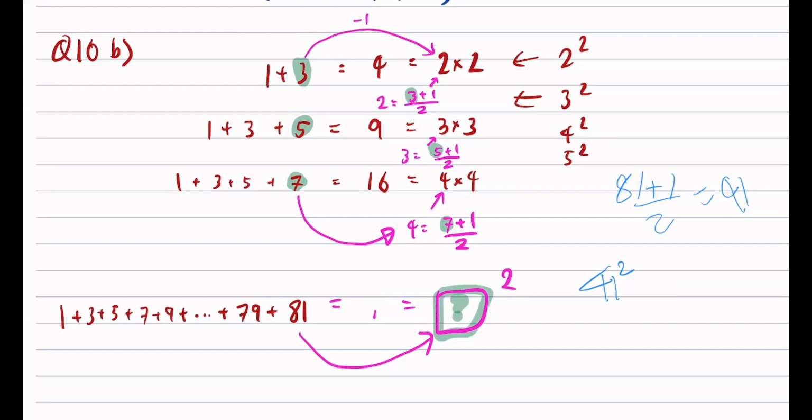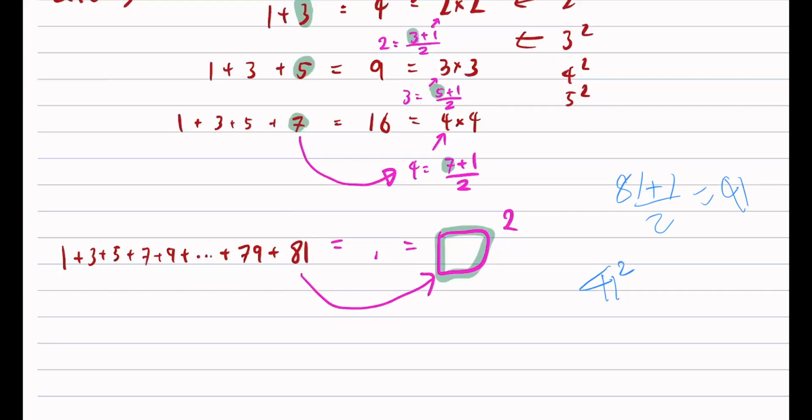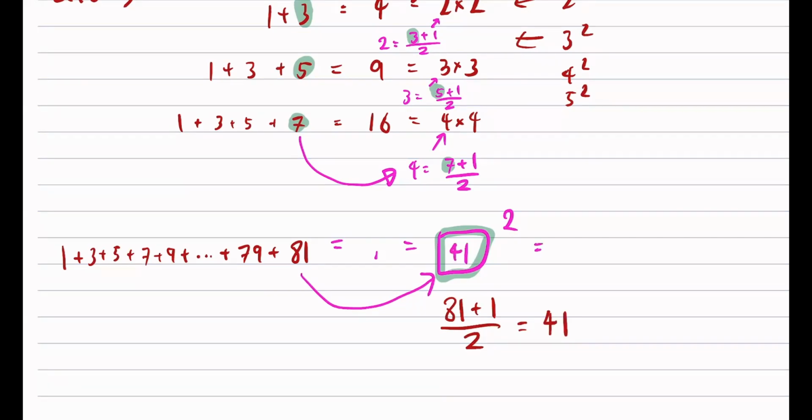Okay, 41. Correct. Sorry. Yes, you're correct. Yeah, you just take the 81. You add 1 to it, then divide by 2. It's 41. So you get 41. Then you just have to square it. Then the answer will be 41 squared. Let's see what it is. 1681. Okay?